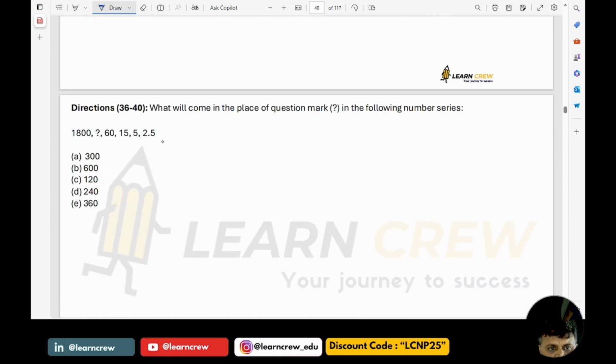Now 18, so it's a decreasing series. 5 divided by 2, 15 divided by 3, 60 divided by 4, this is divided by 5. So from this side divide by 5, from this side multiply by 5, 60 into 5, 300.